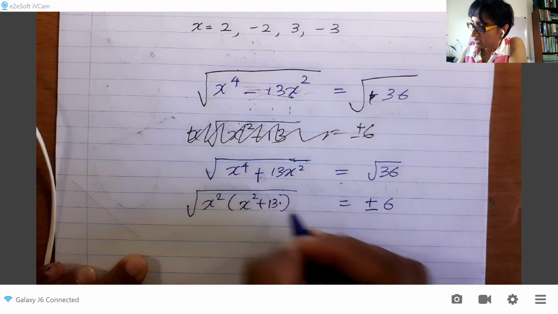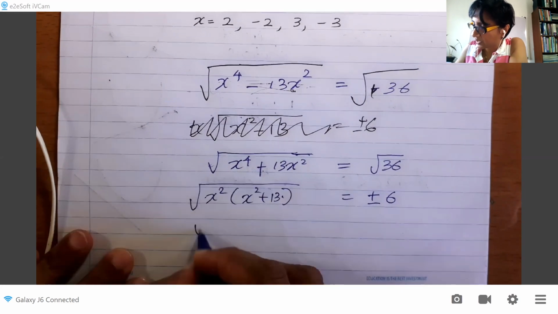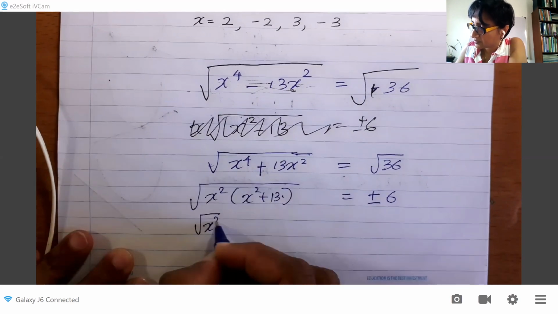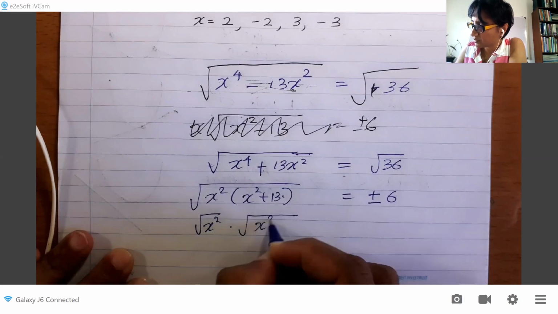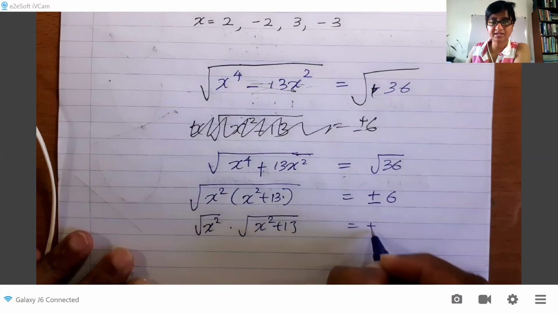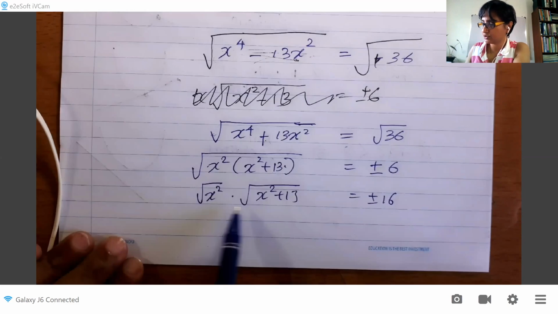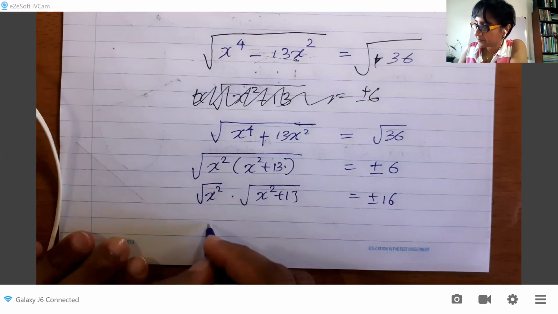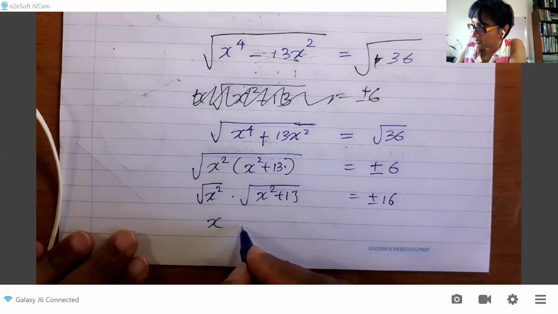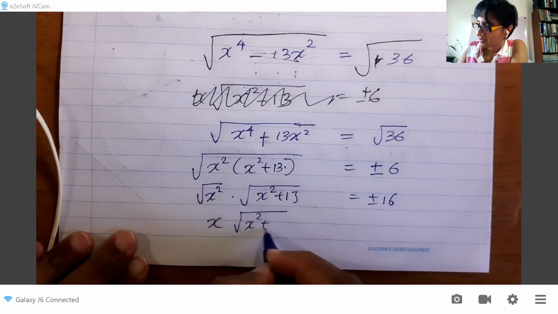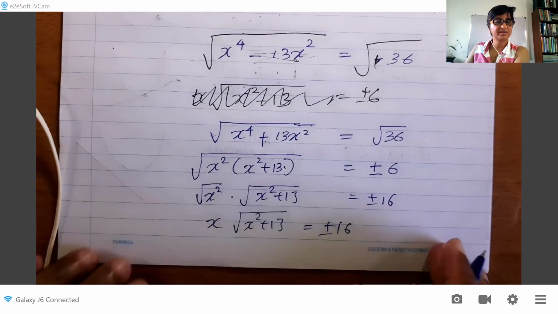Right? And then this can be written as square root of x squared. I hope you remember that. When we did surds, we learned this, how you can break this into two. Then this is just x. And then that. Now what? Now what? Then we are stuck again.